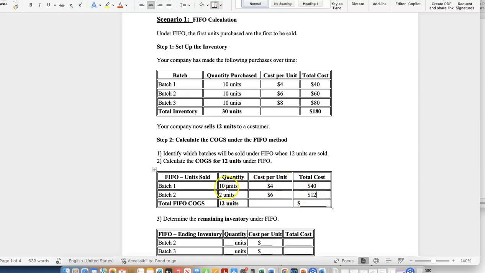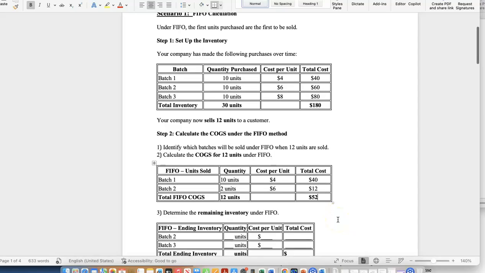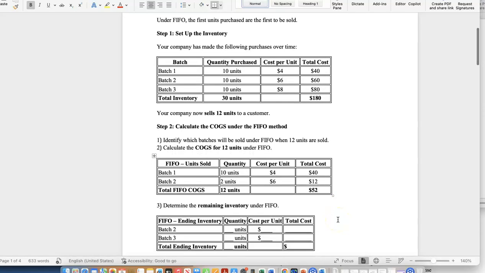So here we go. We have 10 plus 2 is 12, and we have 40 plus 12, and that equals 52. So under FIFO in this scenario, the cost of those goods sold is $52. Now we need to determine what amount is left in the ending inventory.